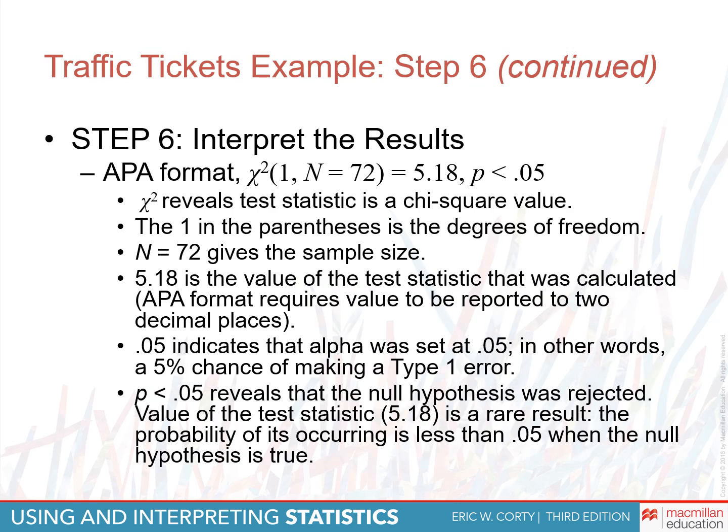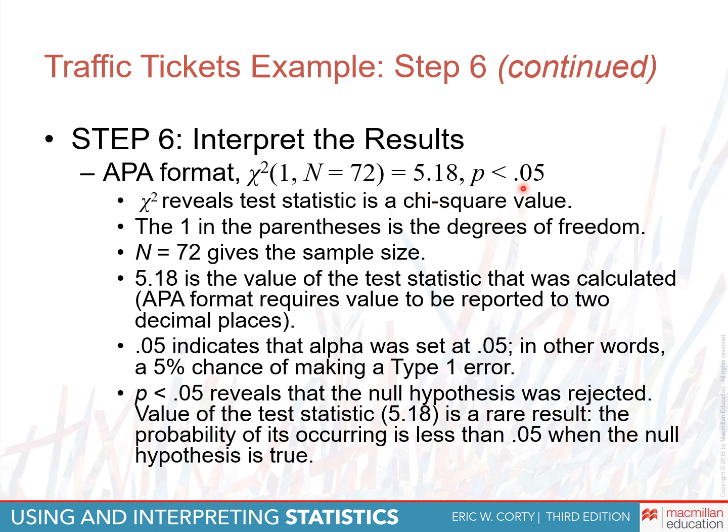Okay, so now let's put our results in APA format. So first we have the chi-squared, and it tells us that we're doing a chi-squared test. The 1 in parentheses tells us the degrees of freedom. Remember, the degrees of freedom is the number of categories for our independent variable minus 1. The n equals 72 tells us the sample size. The 5.18 is the test statistic that we calculated. Remember, it should have 2 decimal places.